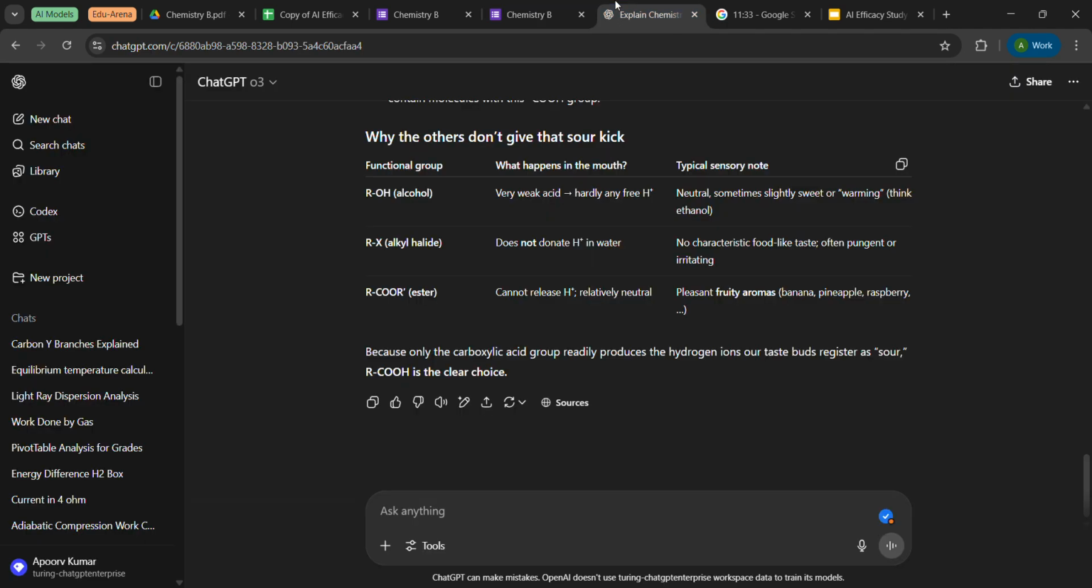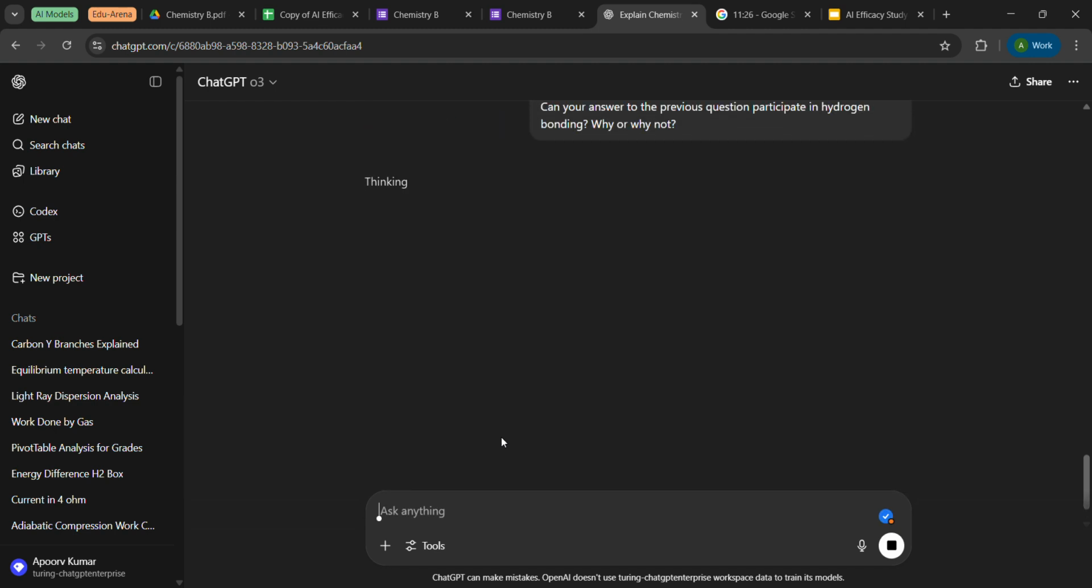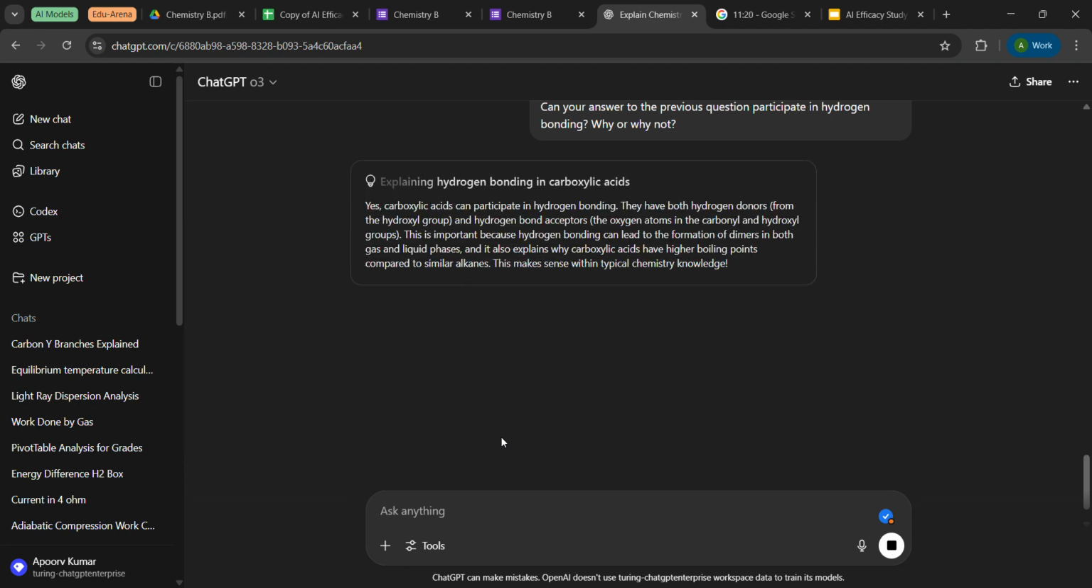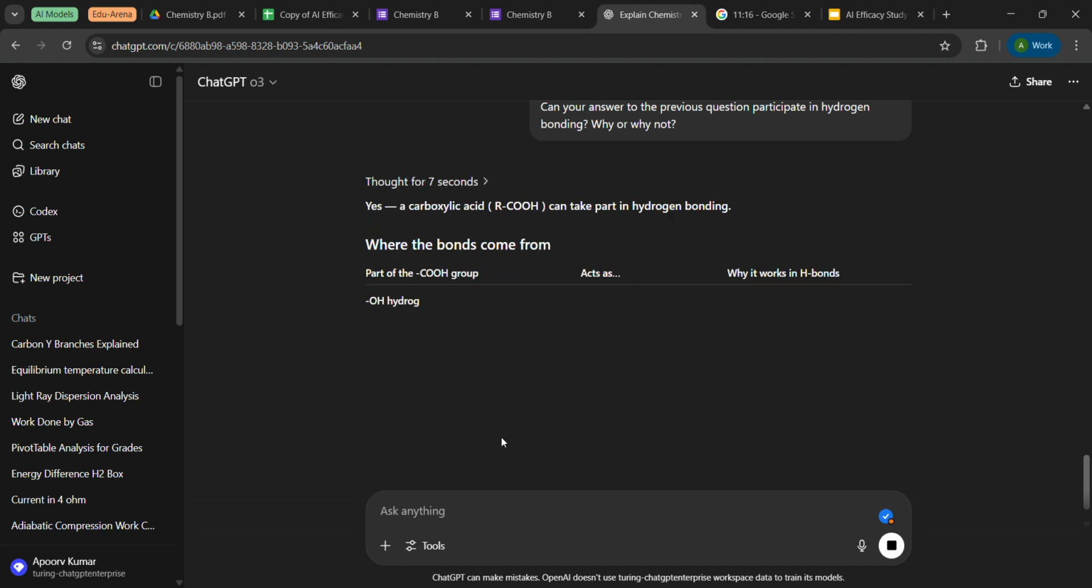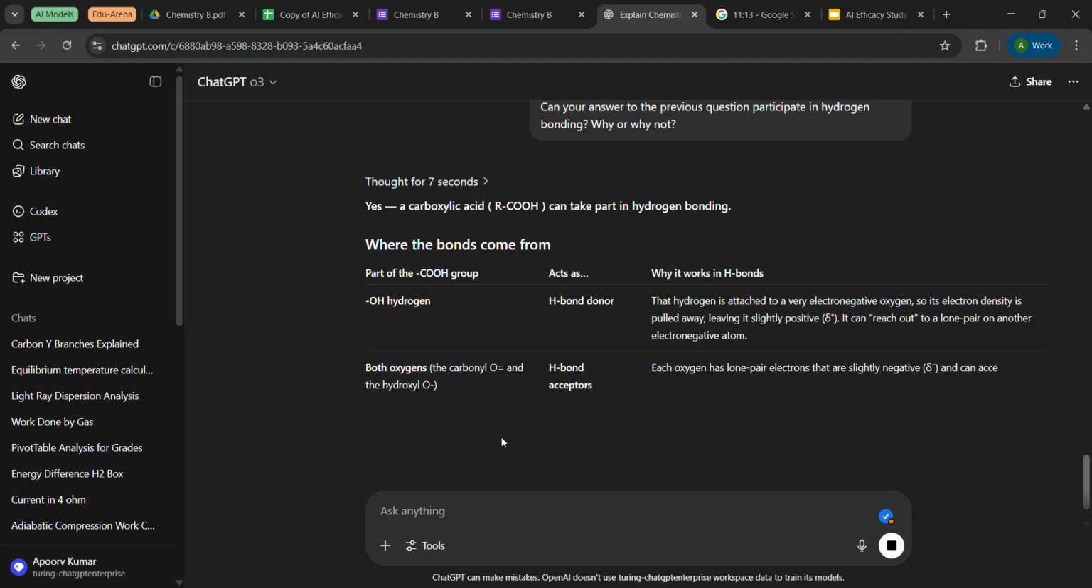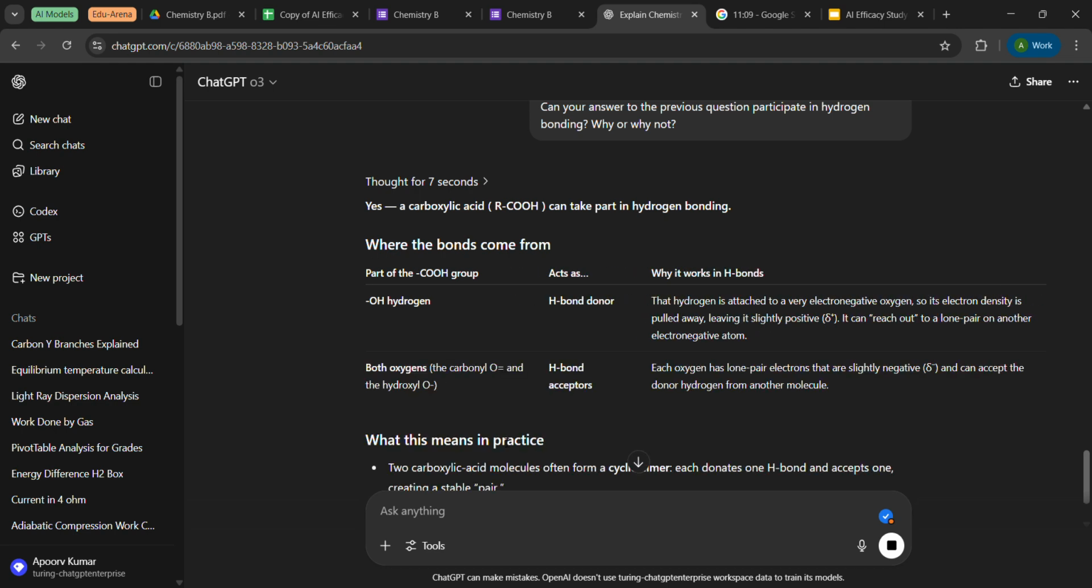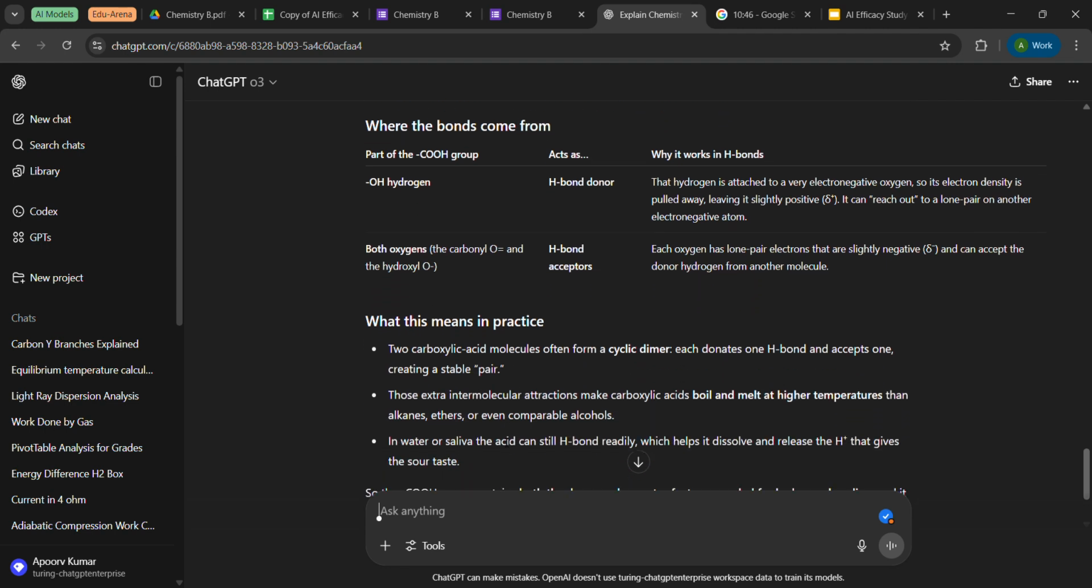Okay, let's just ask Gemini this question. Not Gemini, ChatGPT. Yes. The OH hydrogen is attached to a very electronegative oxygen, so its electron density is pulled away, leaving it slightly positive. It can reach out to a lone pair. Both oxygens, the carbonyl oxygen and the hydroxyl oxygen, act as hydrogen bond acceptors. Each oxygen has lone pair electrons that are slightly negative and can accept a hydrogen from another molecule.